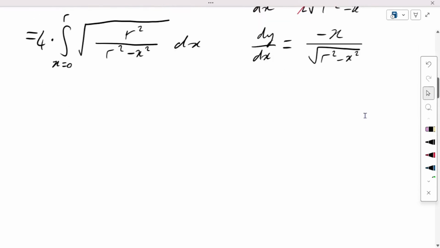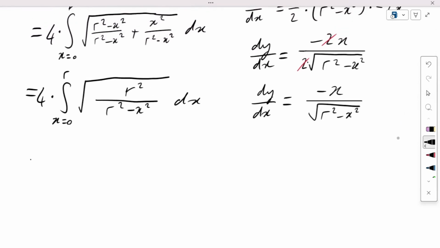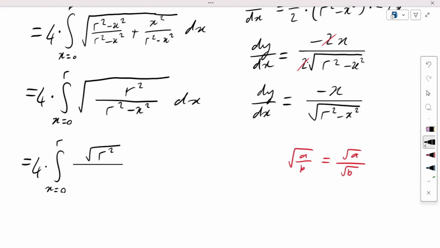Now from here, we have equals 4 multiplied by the integral from 0 to r. And then we're going to use the property that the square root of a divided by b is equal to the square root of a over the square root of b. We have a quotient over there, so it's going to be the square root of r squared divided by the square root of r squared minus x squared, with respect to x.